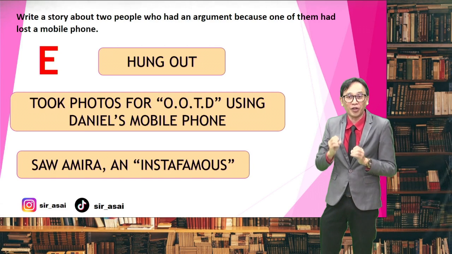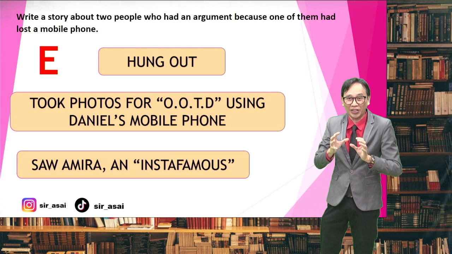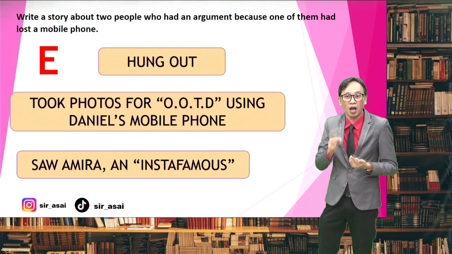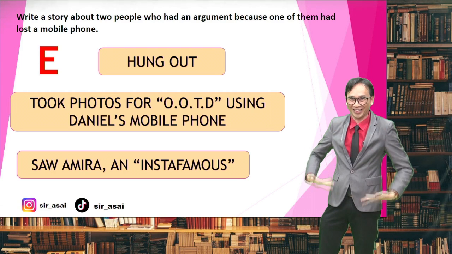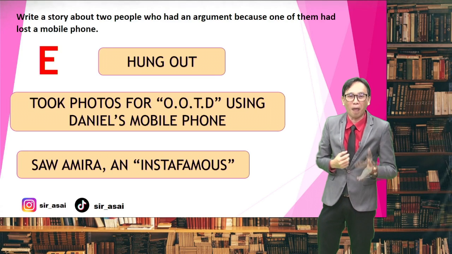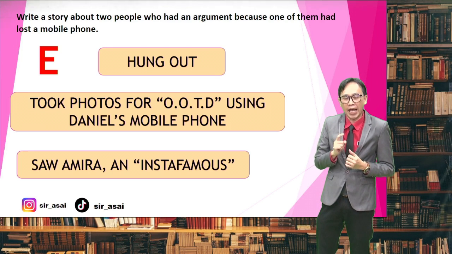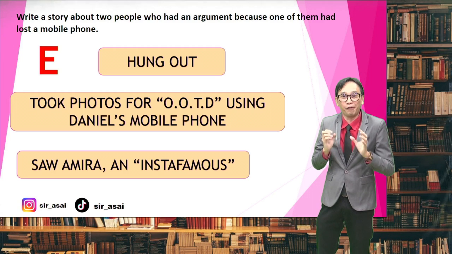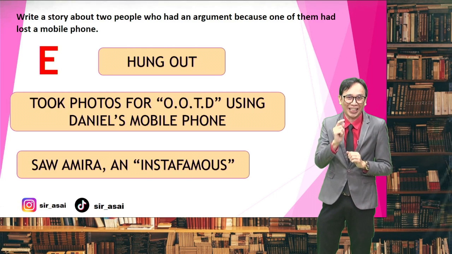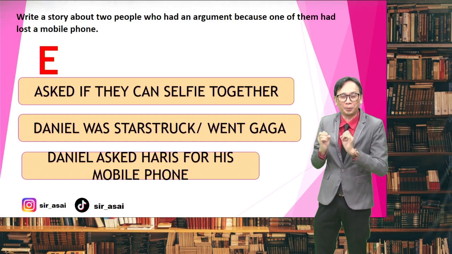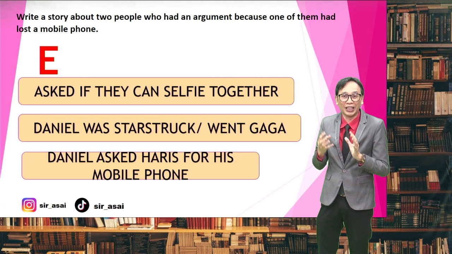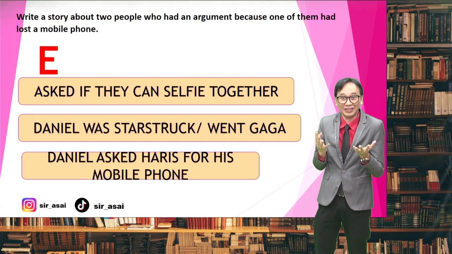Next, E, explore the story. This one we focus on the actions that the characters did. They hung out at the shopping mall and they took selfies, took photos for OOTD, outfit of the day, like this one, using Daniel's mobile phone. And then Daniel saw Amira, a beautiful Insta famous. So Daniel approached Amira and asked if they could have pictures together. He wanted to take a selfie with Amira. You know, Amira is Insta famous.